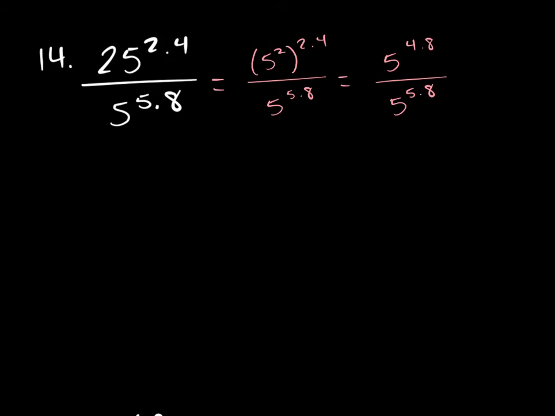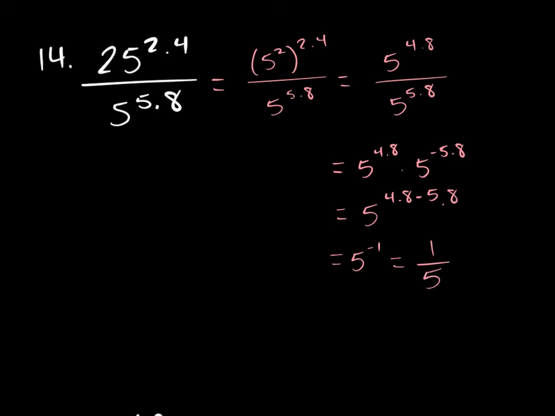That means I can now bring up my 5 to the 5.8 and combine my powers, right? And so it's going to end up being 5 to the 4.8 minus 5.8, which is the same thing as 5 to the negative 1, so my answer is 1/5.